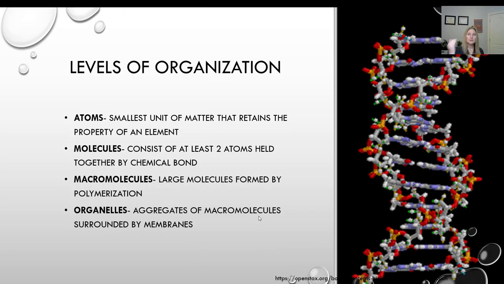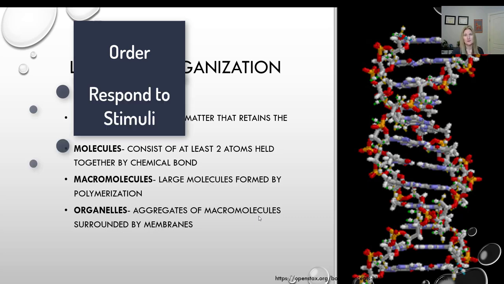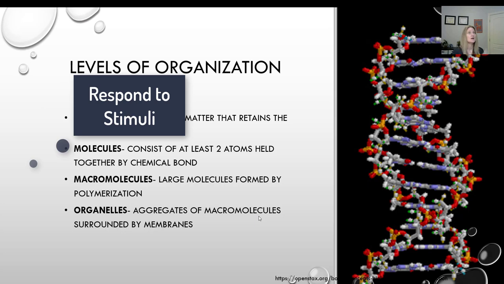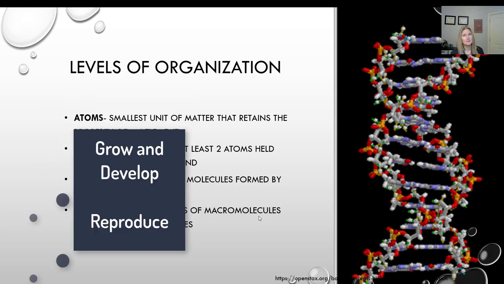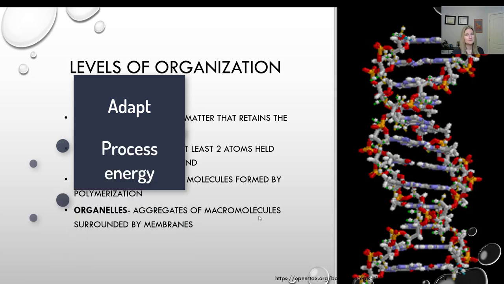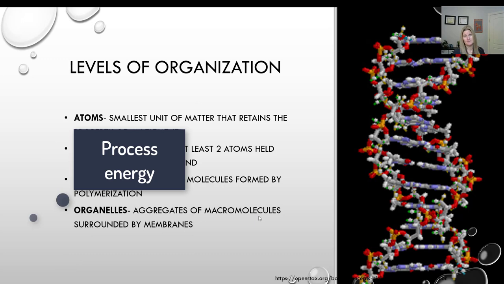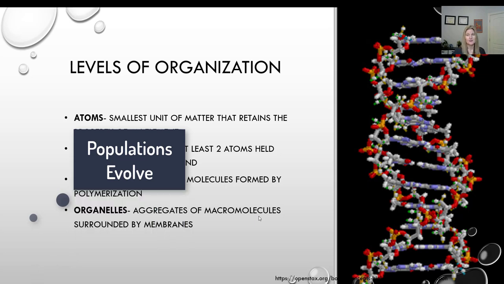Okay, so we went through the 8 different properties or characteristics of life. All living things have order to them. They respond to some sort of stimulus. They grow and develop. They reproduce. They adapt to their surroundings. They process energy. They regulate and maintain homeostasis. Populations evolve. So all of these are properties of life.